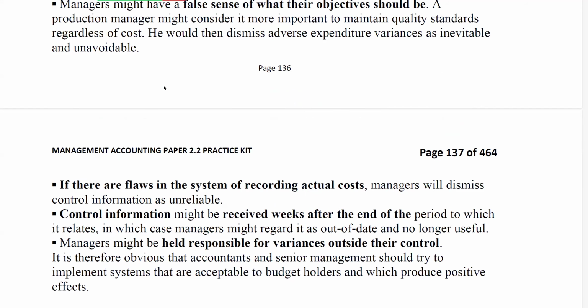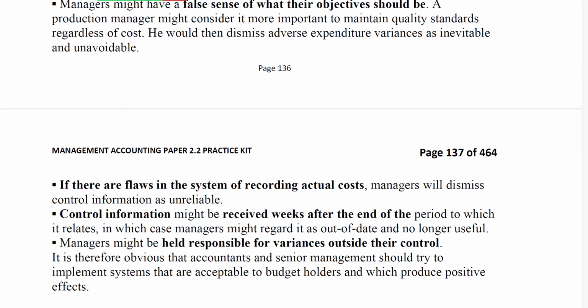Okay, so if there are flaws in the system of recording actual cost, managers will dismiss control information as what? Unreliable, because they think there are flaws in the system. Now, control information might be received weeks after the end of the period to which it relates, in which case managers might regard it as out of date and no longer useful. Now, managers might be held responsible for variances outside their control. Okay, so it is therefore obvious that accountants and senior management should try to implement systems that are acceptable to budget holders and which produce positive effects.